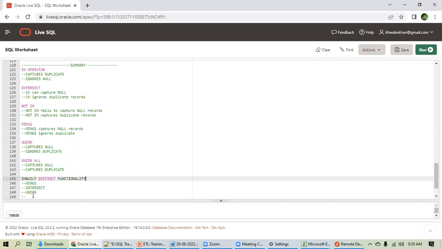You all know the answer. That has inbuilt distinct keyword functionality. Which one? Distinct keyword. Distinct itself is there. Apart from that, you all know the answer. Just think.